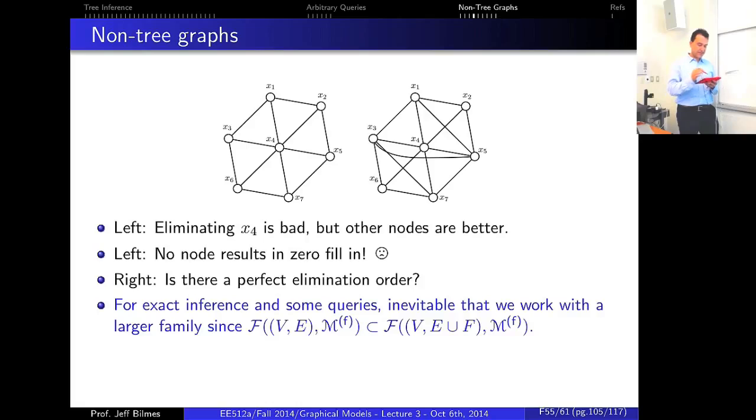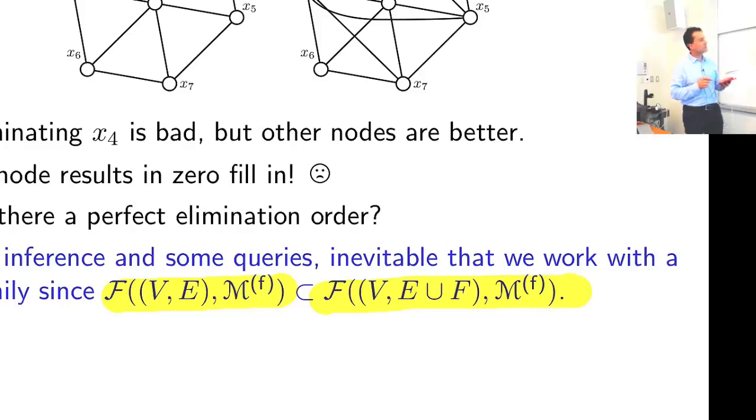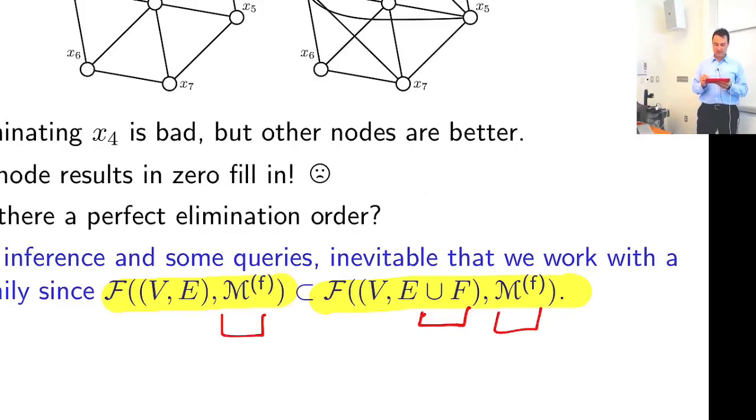So again, this basically means that the family that we started with is strictly smaller than the family that we end up with. And this is why I like this family notation, because you can specifically see that we're only changing the graph by adding these fill-in edges. And so the family has grown. It's the same Markov properties, the factorization, but by adding these fill-in edges, we've strictly increased the family. We've made the family bigger.